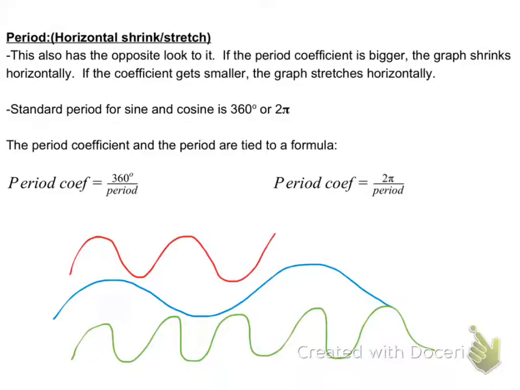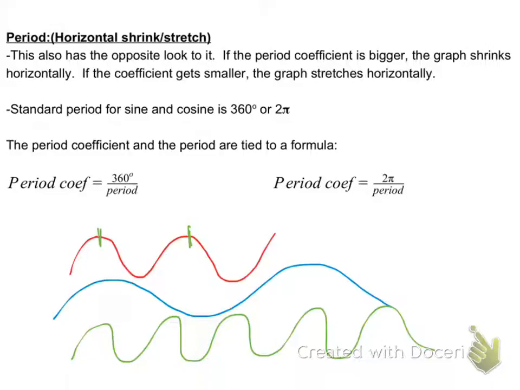So, on a graph, if it takes you from here to here, 360 degrees to get back to that same spot, what's your period coefficient? It's 360 divided by 360, which is 1.